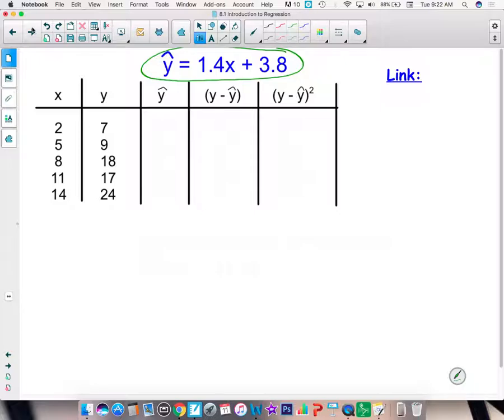The equation for the line was 1.4x plus 3.8. This is our turkey stuff still, our turkey values. We need to figure out what y hat is. Y hat represents our line of regression here. To get the values for y hat, we plug these values into that equation. So we'd have y hat equals 1.4 times 2 plus 3.8.